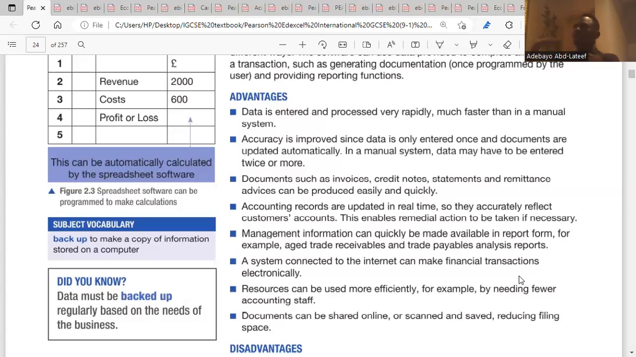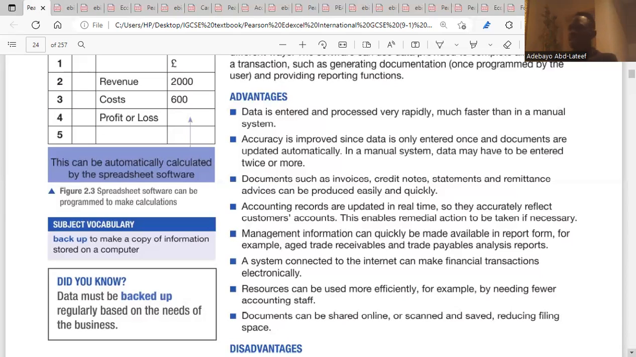Instead of calling manager A, manager B, or supervisor A, supervisor B, you don't have to call them, because the workers have already input everything, and the supervisors have seen them. So they can automatically forward it via mail. The report is there already, not like having to take paperwork to the managers. Is it clear? The sixth one, a system connected to the internet can make financial transactions electronically.